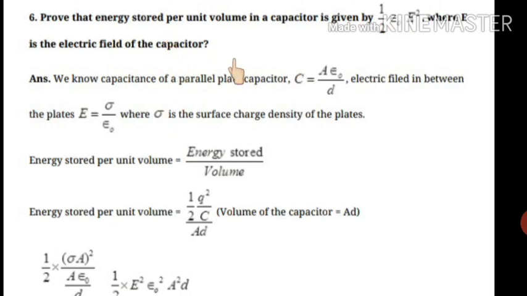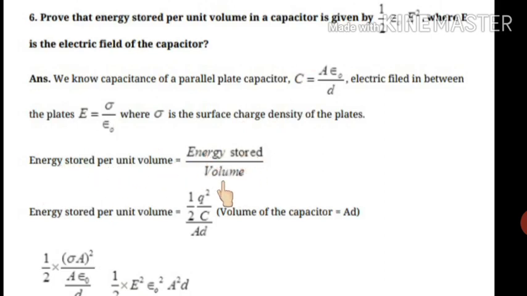We are talking about a parallel plate capacitor, and for a parallel plate capacitor we know this thing. What is C? C is epsilon naught A upon D. And the electric field between the two plates, this we already know. It is given by E is equal to sigma upon epsilon naught, where sigma is the surface charge density. Now what we have to prove is the energy stored per unit volume. So how can we write it?